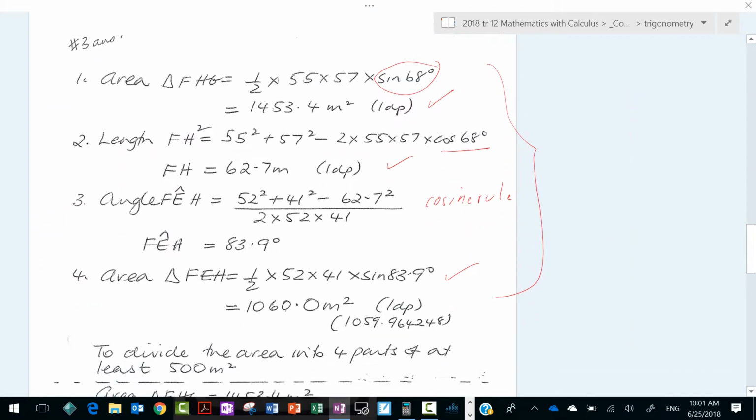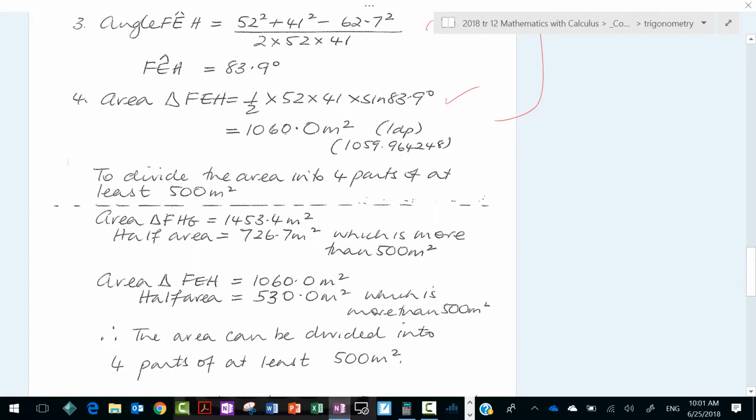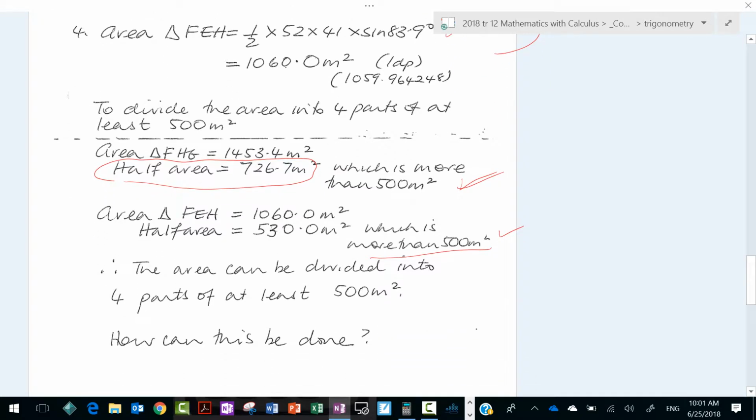So first of all, if we break the shapes up into half, let's see what happens. What does taking half the area give me? Well, half of the area of FHG is 726.7. So that's more than 500 square meters, which meets the criteria. And if we take half of 1060, half of that is more than 500. So we would theoretically get 2 areas that were bigger than 500 square meters if we divide both those sections in half.